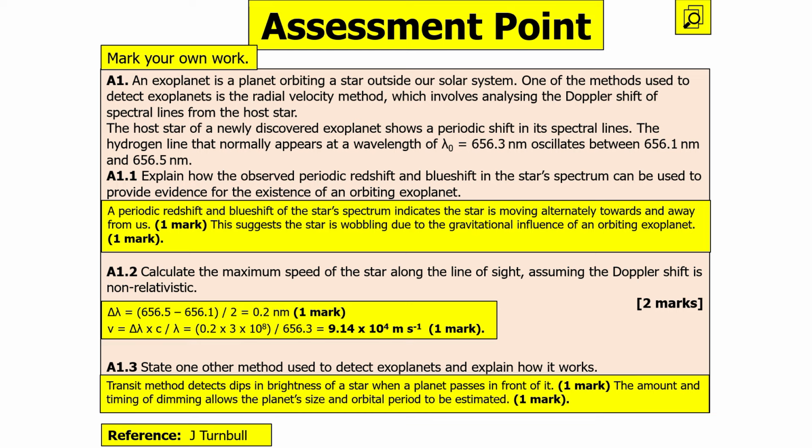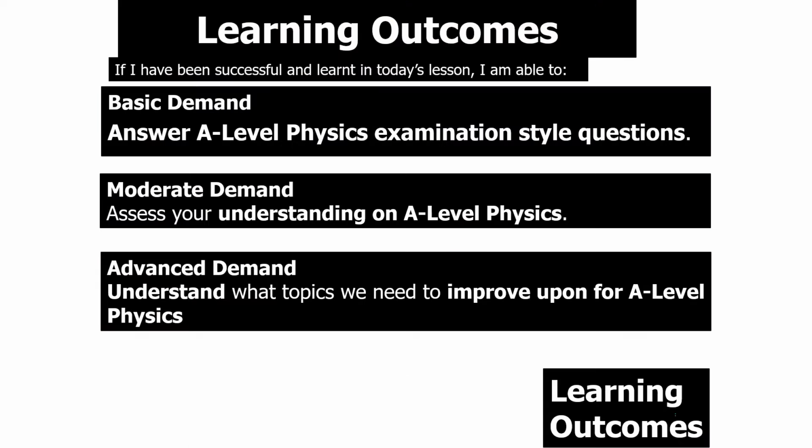The other method is the transit method, which detects dips in the brightness of a star when a planet passes in front of it. The amount and the timing of the dimming allows the planet's size and orbital period to be estimated. So this brings an end to our revision session today.